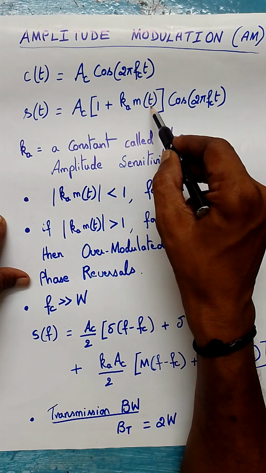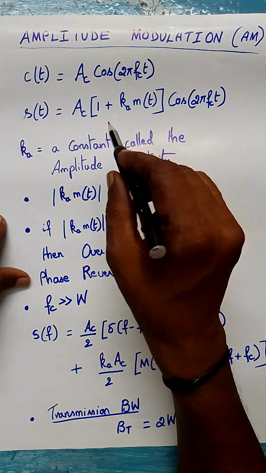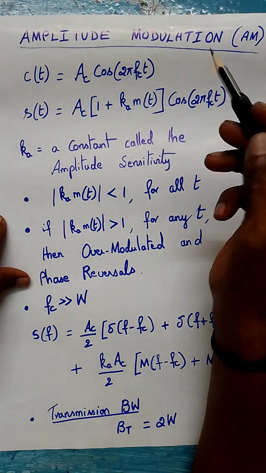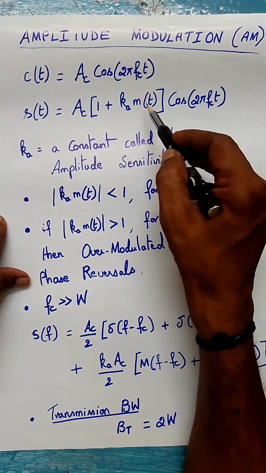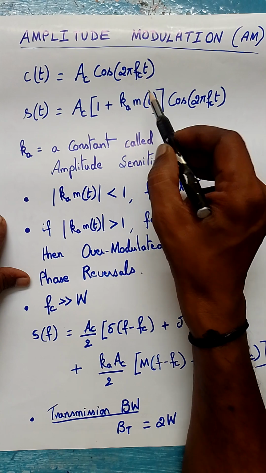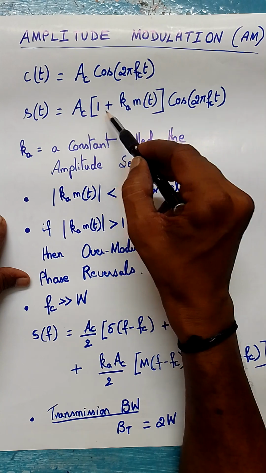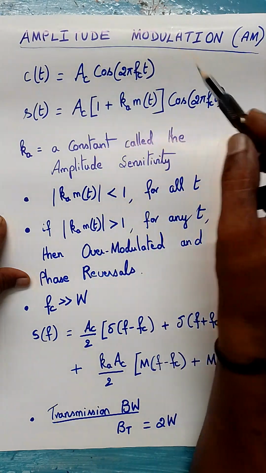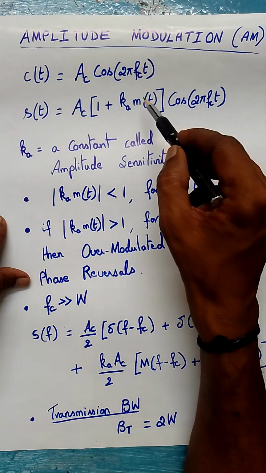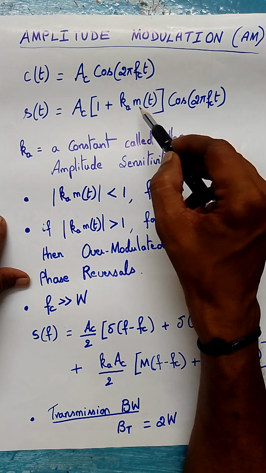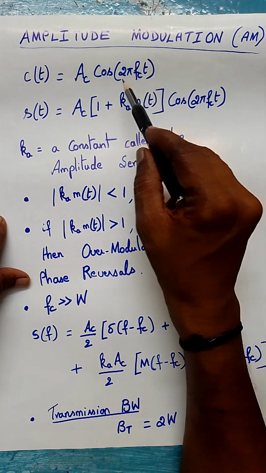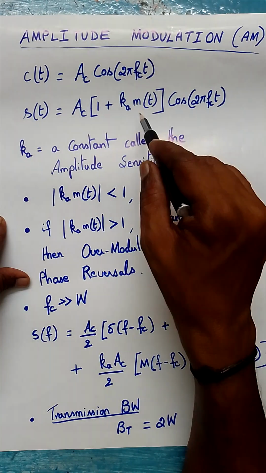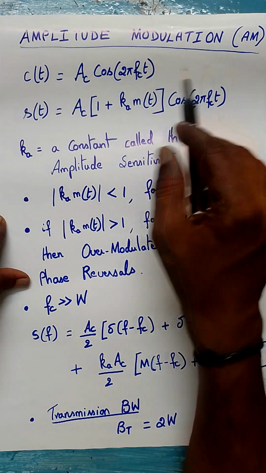Now m(t) is the modulating signal or baseband signal that is going to modulate this carrier. If you carefully watch, this Ac(1 + Ka m(t)), this entire thing forms the amplitude of the carrier. That means if the modulating signal m(t) or baseband signal varies, this amplitude is going to vary but not the frequency. That's why it is called amplitude modulation.